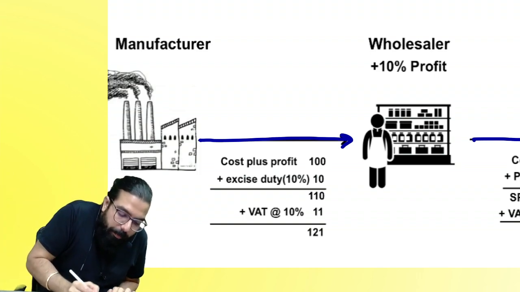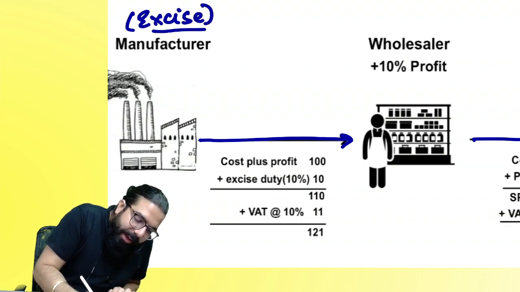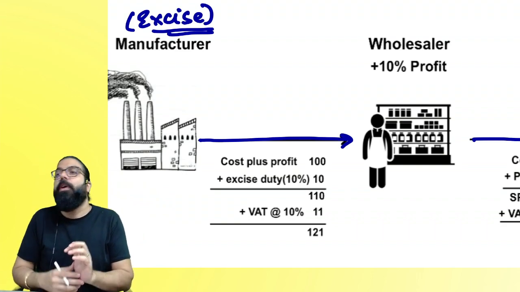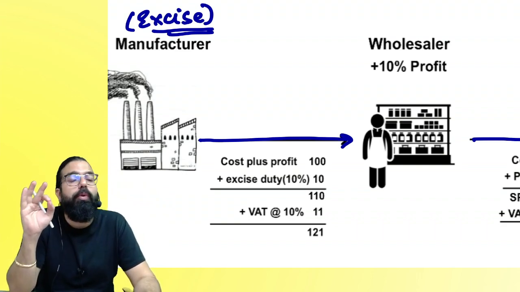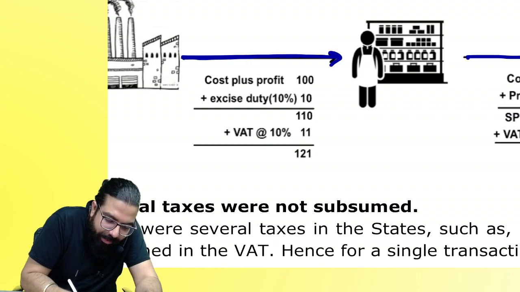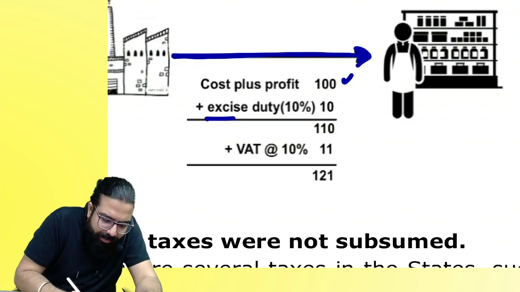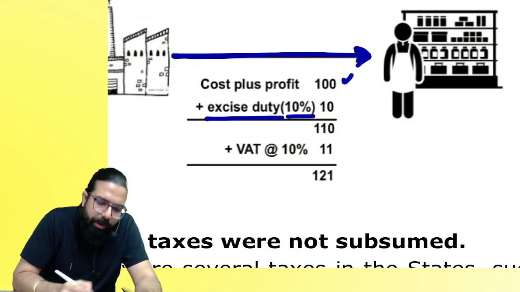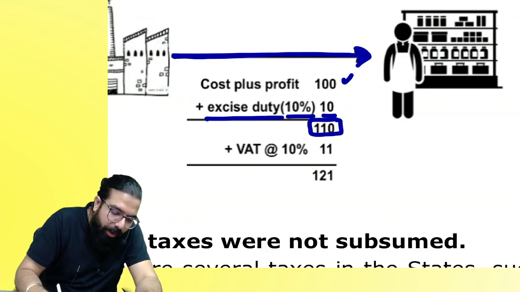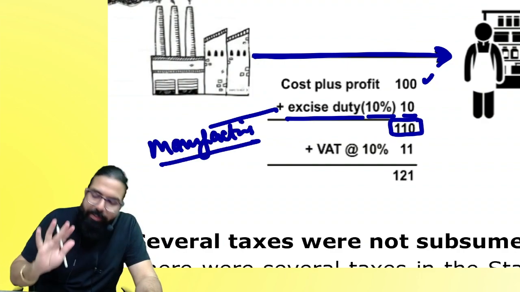Earlier, manufacturers used to be registered under excise. There was excise duty. I'm talking about before GST, okay? Whenever you manufactured any goods, you had to pay what, everyone? Excise duty. Supposing his cost plus profit is 100 rupees. He will pay excise duty of 10%. How much is 10%? 10 rupees. Excise duty is on what, everyone? On manufacturing. If you manufacture, excise duty.